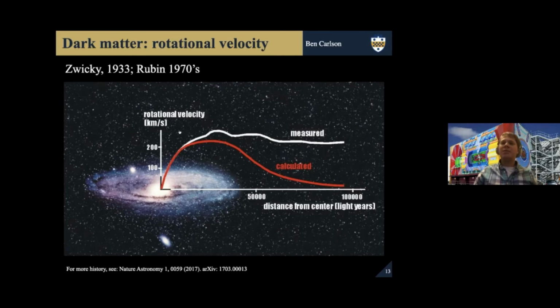So this is something that has been known for some time. For example, in the 1930s, and then probably more convincingly in the 1970s, it was noted that the rotational velocity curves of galaxies, as a function of position in the galaxy, the distribution of velocity, doesn't match what you would expect given the visible mass from stars. And so what you expect is this red line, and what you observed is the white line. And so that suggests that there's additional mass that you can't see, which is referred to as dark matter.